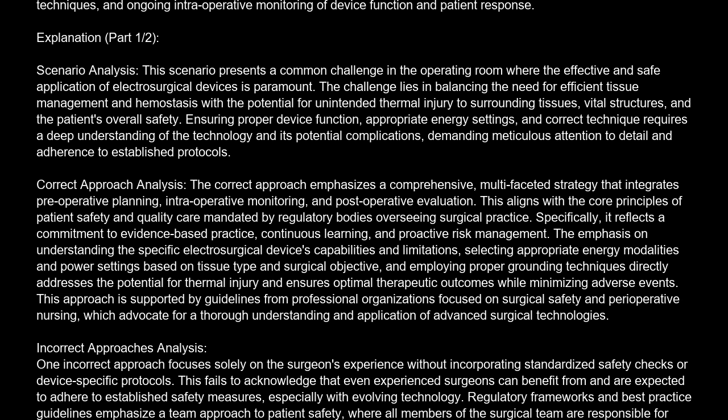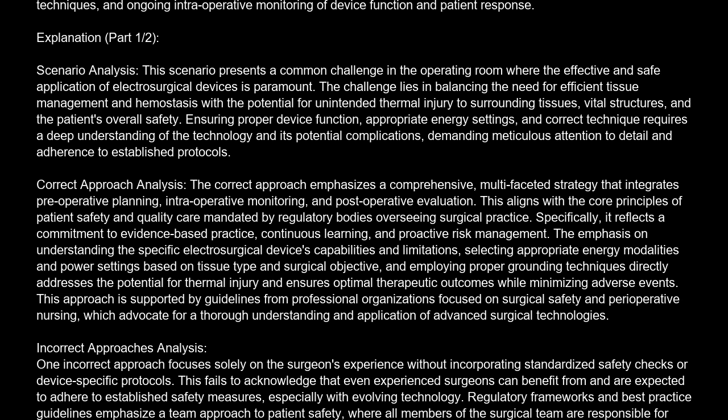Ensuring proper device function, appropriate energy setting, and correct technique requires a deep understanding of the technology and its potential complications, demanding meticulous attention to detail and adherence to established protocols. Correct approach analysis. The correct approach emphasizes a comprehensive, multifaceted strategy that integrates preoperative planning, intraoperative monitoring, and postoperative evaluation.